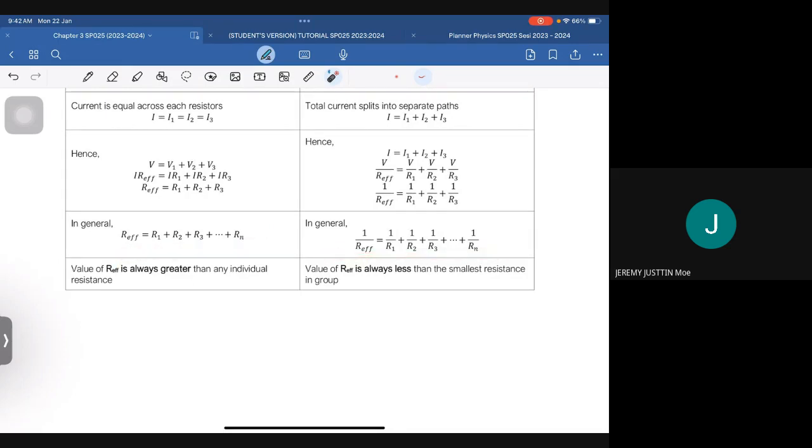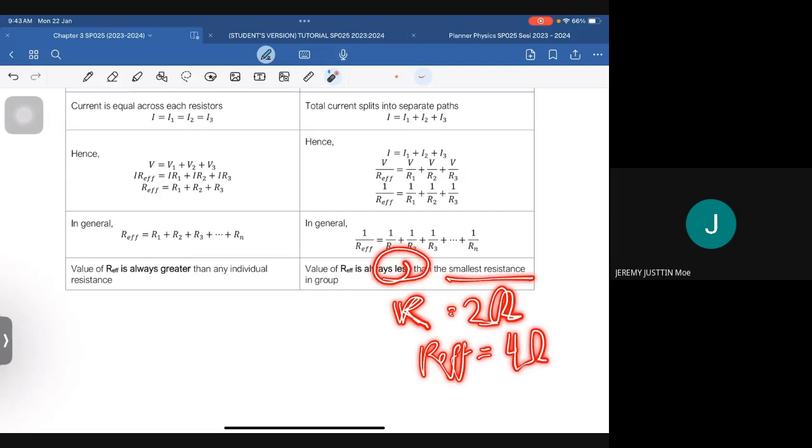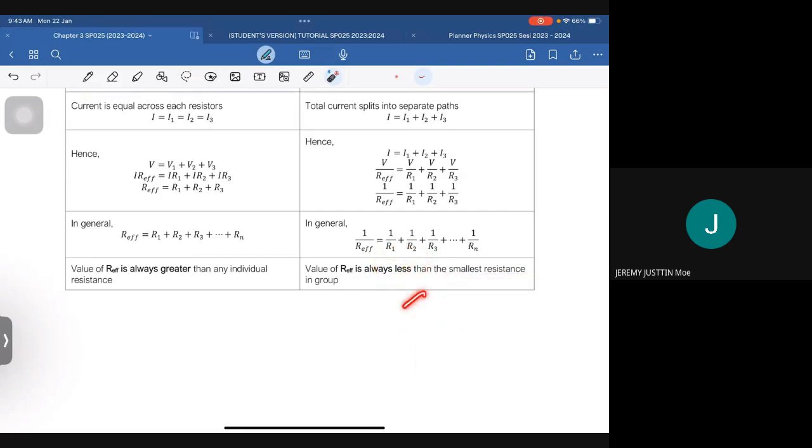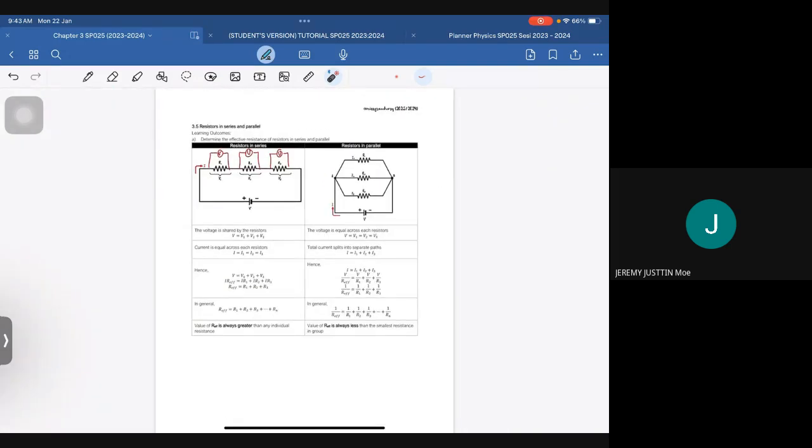Okay, so always remember effective resistance kamu untuk series should always be greater than any individual resistance. Okay, so kalau 2 ohm and then kamu dapat effective resistance kamu less than 2 ohm, maksudnya kamu ada salah kira. Okay, sama juga untuk parallel, effective resistance mesti less than the smallest resistance in the group. Kalau salah satu resistor tu 2 ohm, and then kamu punya effective resistance tu dapat 4 ohm untuk parallel, maksudnya salah. Sebab they should be less than 2 ohm. Okay, so itu characteristics untuk series and parallel lah.